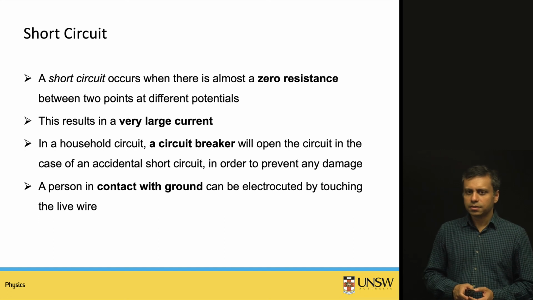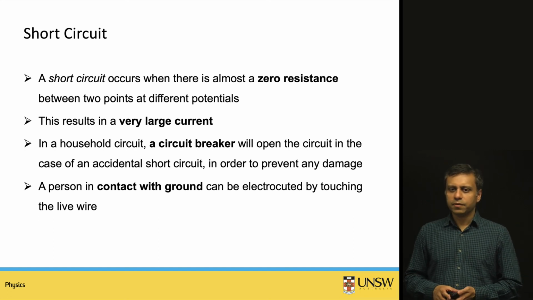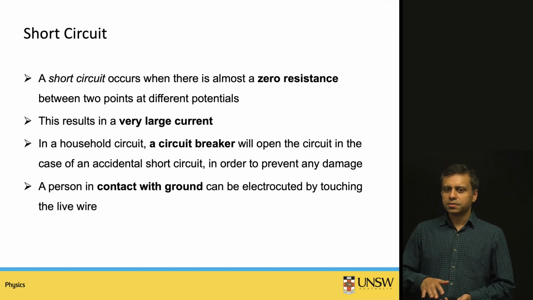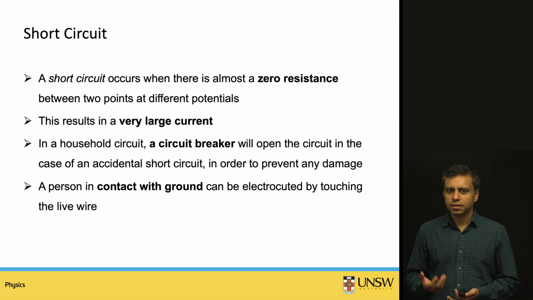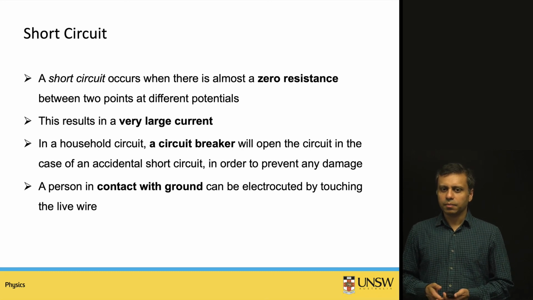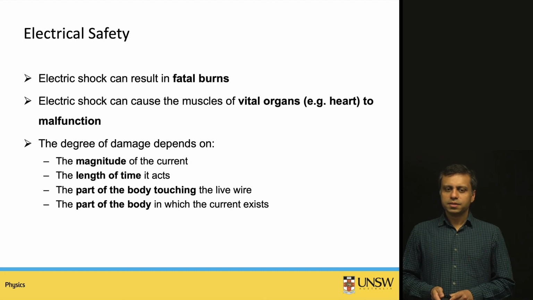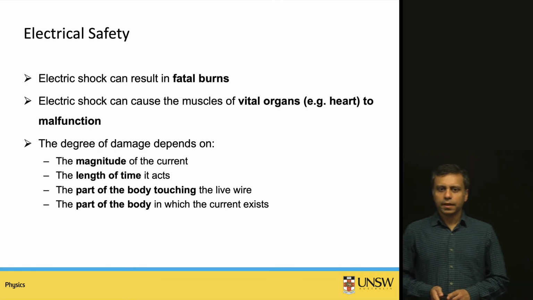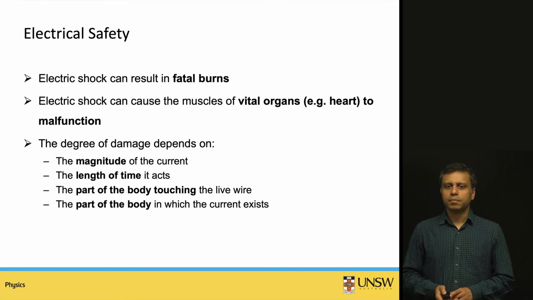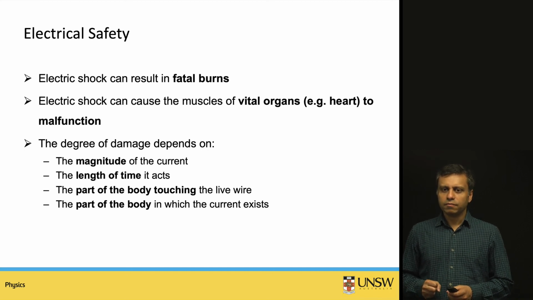Also, if there is a short circuit or there is a live wire somewhere, if the person is in contact with the ground and is touching the live wire, then the person can be electrocuted. So you have to be very careful about such cases. This brings us to the topic of electrical safety. Electric shock can result in fatal burns. Electric shocks can also cause muscle contractions and failure of vital organs in the body, such as the heart, for example.